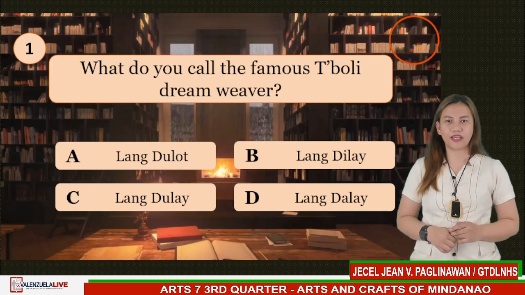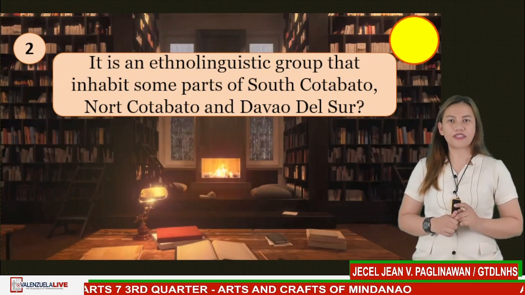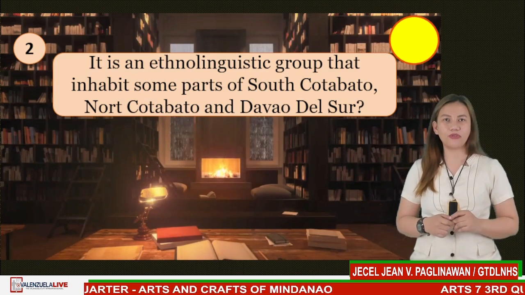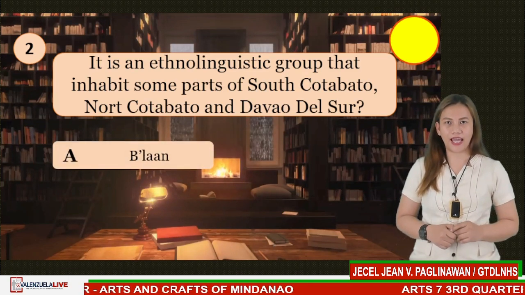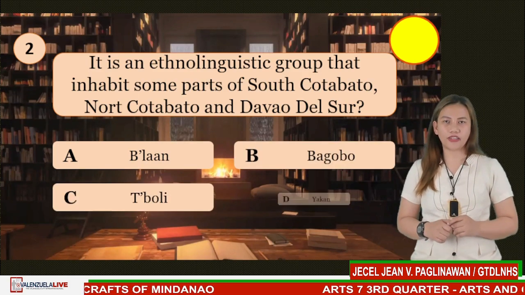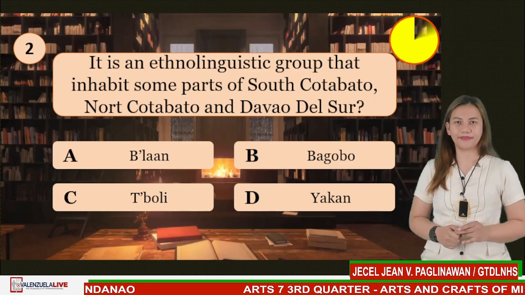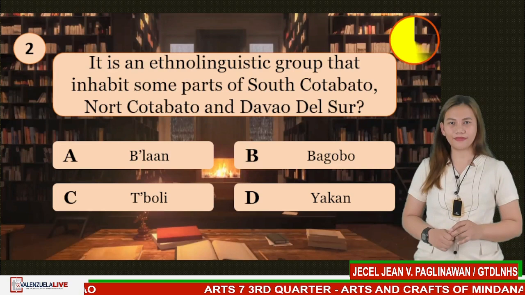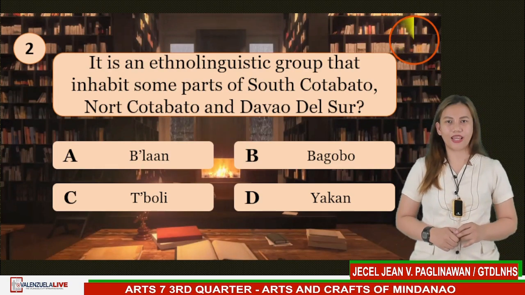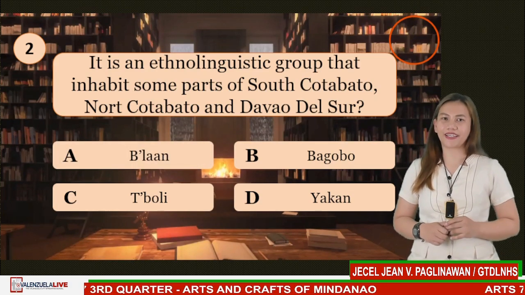Number 2. It is an ethnolinguistic group that inhabits some parts of South Cotabato, North Cotabato, and Davao del Sur. A. Bilaan, B. Bagobo, C. Tivoli, or letter D. Yakan. Timer starts now. If your answer is letter A, you are correct.